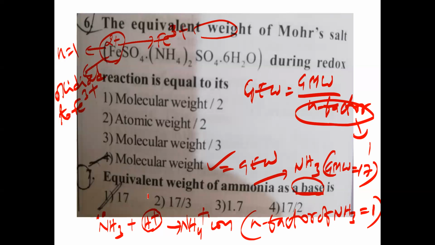That's why, what is the gram molecular weight here? 17. And what is the gram equivalent weight formula? Gram equivalent weight is equal to gram molecular weight by n factor. So gram molecular weight 17 by n factor 1, that's why 17 will be the gram equivalent weight. The n factor of ammonia is 1.